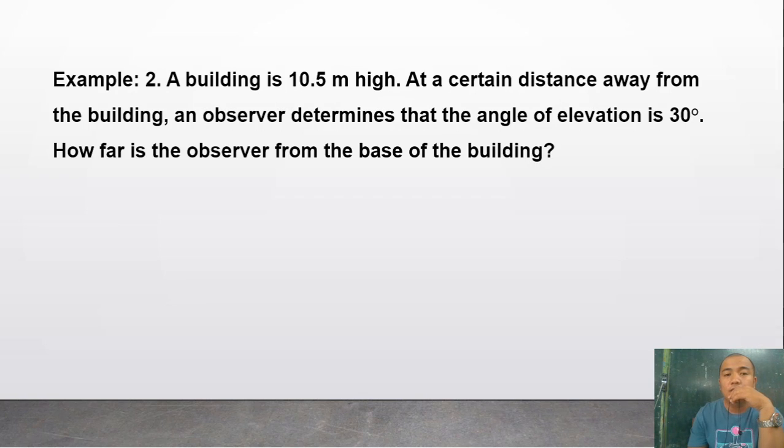Sample 2. A building is 10.5 meters high. At a certain distance away from the building, an observer determines that the angle of elevation is 30 degrees. How far is the observer from the base of the building?